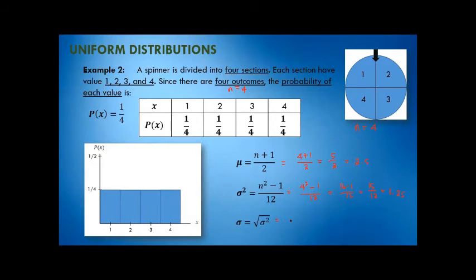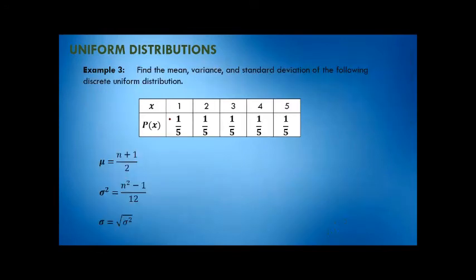Next, standard deviation is the square root of the variance. So we have the square root of 1.25. We have 1.1180 or 1.12. Now, let's proceed to another example.